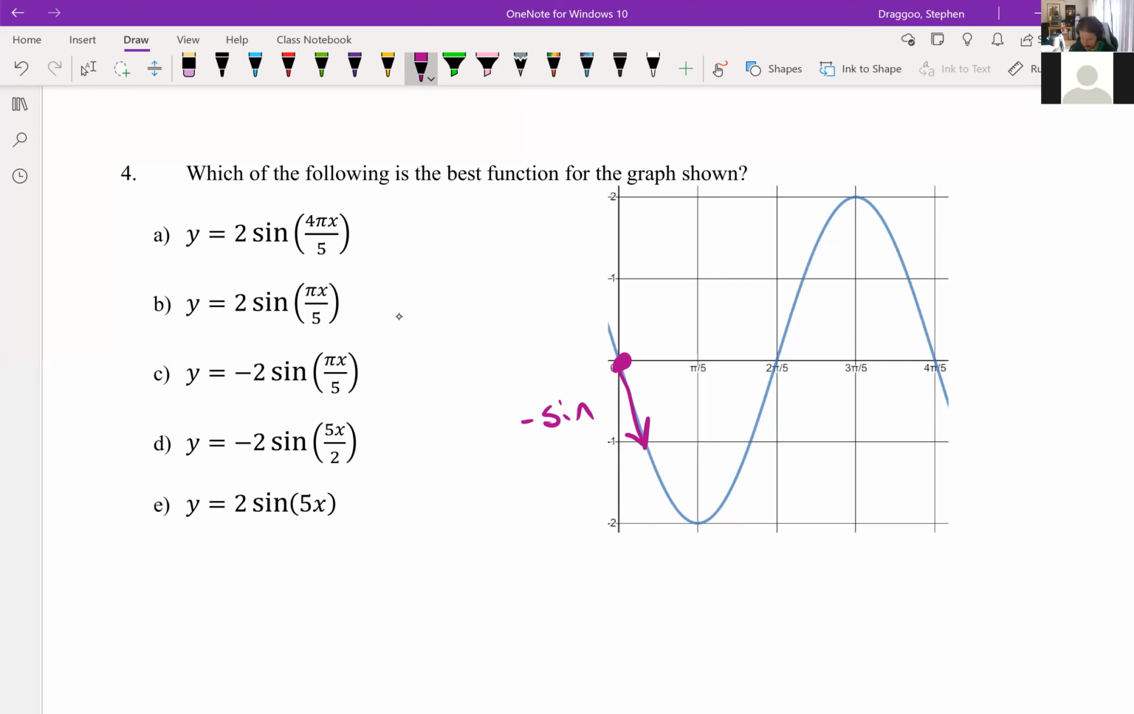So anything that's not negative sine, I can get rid of. So A, B, and E are all out. So I just have to decide if this thing is pi over 5x or 5 over 2x on the inside. So next up, I'll look at the period, which is 4 pi over 5. And then B, I know, is 2 pi divided by the period, which is 4 pi over 5.